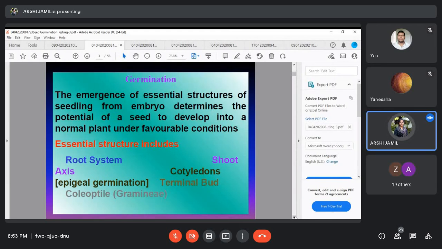What is germination? It is the emergence of essential structures of seedlings from the embryo, and it determines the potential of a seed to develop into a normal plant under favorable conditions. And what are the essential structures included in the germination of seedlings? The root system and the shoot system.